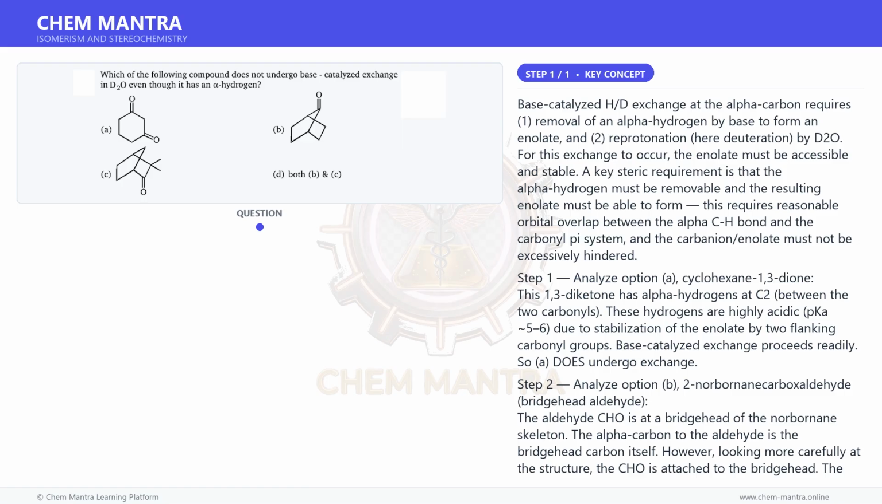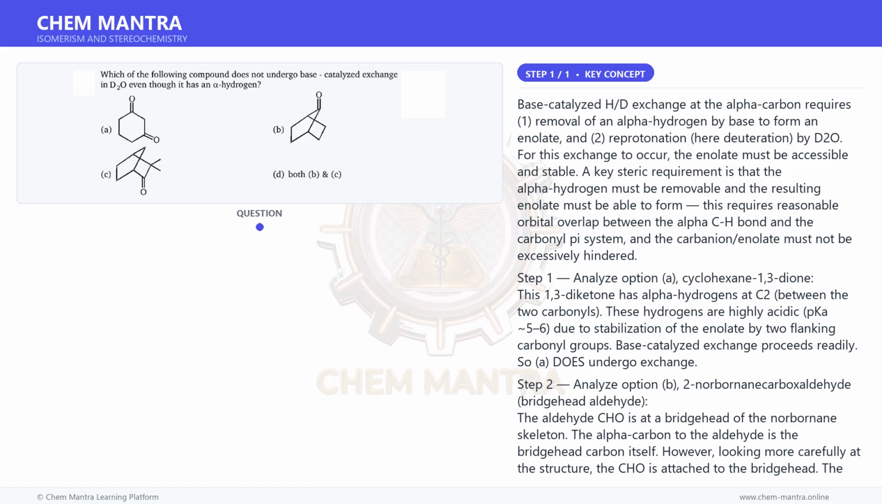Step 3. Analyze option C. Camphor, 1,7,7-trimethylbicyclo[2.2.1]heptan-2-one. Camphor has a ketone at C2 of the norbornane skeleton, with gem-dimethyl groups at C7, the bridge carbon, and a methyl at C1, the bridgehead. The alpha carbons are C1, bridgehead, quaternary, no H, and C3. At C3 there are alpha hydrogens. However, the critical issue is that camphor is extremely resistant to base-catalyzed H exchange despite having alpha hydrogens at C3.